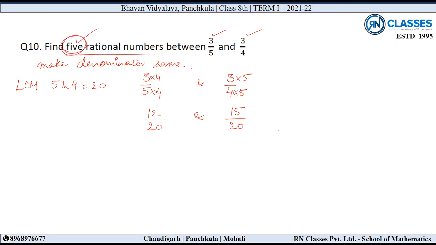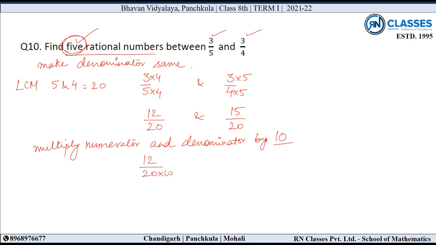What do we do? Multiply the numerator and denominator by any number greater than 5. Multiply by 6, it would be easy. But why? Multiply by 10, it will be easy. Right, multiply by 10. 12 by 20 becomes, multiplying denominator by 10 and numerator by 10, 120 by 200. And 15 by 20 becomes 150 by 200. That's it.